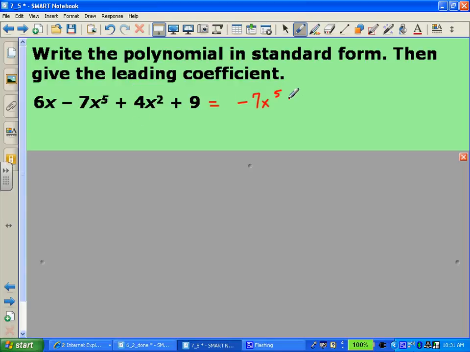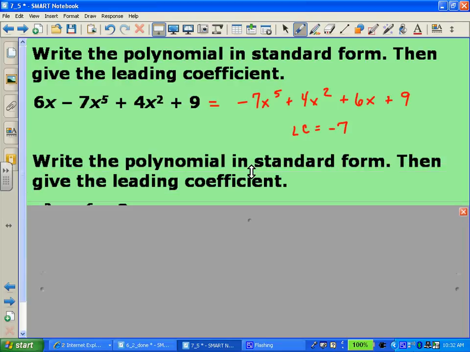The next highest is 4x squared. It's positive, so I got 4x squared. Then I got 6x, again it's also positive, and then I got 9. So there would be that polynomial in standard form, and then it says tell what the leading coefficient is. So the leading coefficient is -7. We'll just abbreviate that LC.